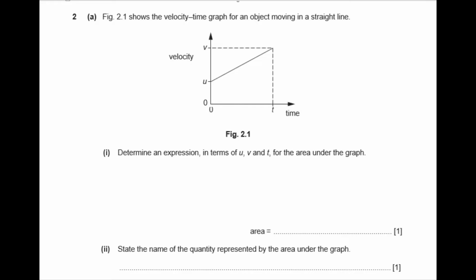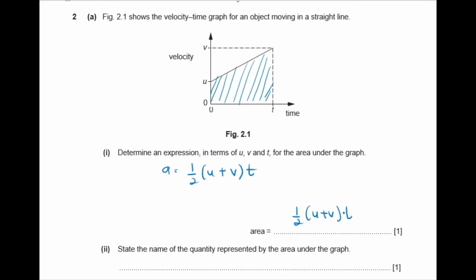2A, figure 2.1 shows the velocity time graph for an object moving in a straight line. 1. Determine an expression in terms of v, u, and t for the area under the graph. So area under the graph. Okay, this is the trapezium. So area under the graph, A equals half (u plus v) times time taken, so half (u + v)t.